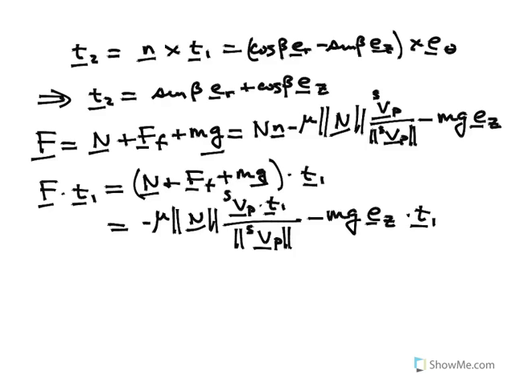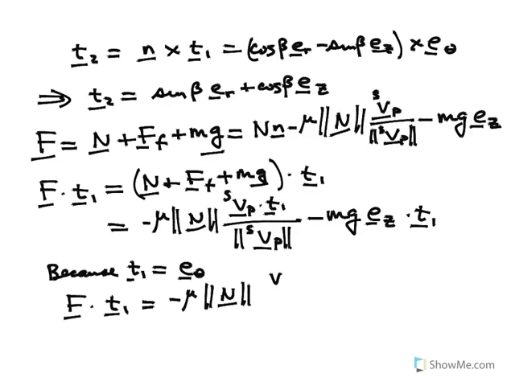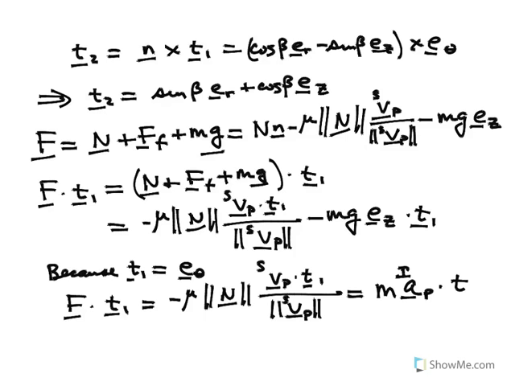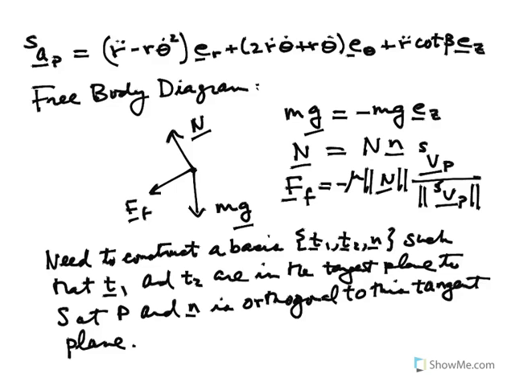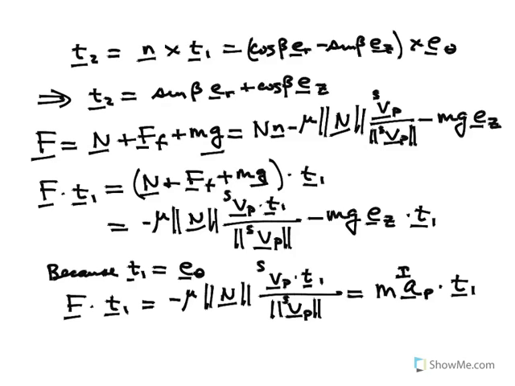And as a result of that, because T1 equals E sub theta, F dotted with T1 is equal to minus mu times the magnitude of the normal times V, P, and S dotted with T1, all divided by its magnitude. And that has to equal the mass times the inertial acceleration dotted with T1. But in this case, since T1 is equal to E theta, look at what that comes out to be, because the acceleration has 3 components. So this just becomes the mass times 2 r dot theta dot plus r theta double dot, right?